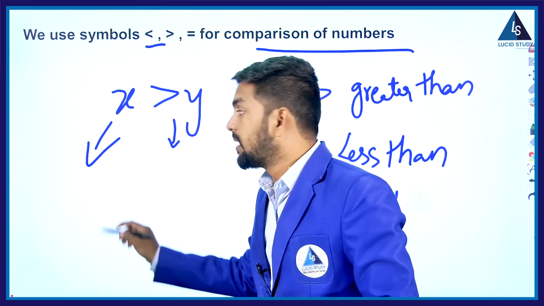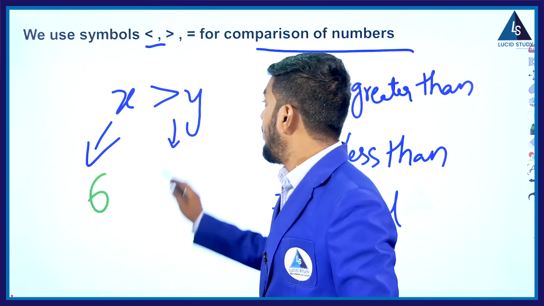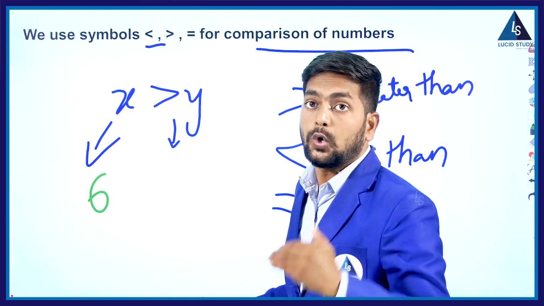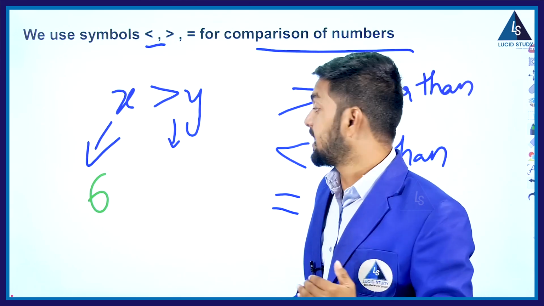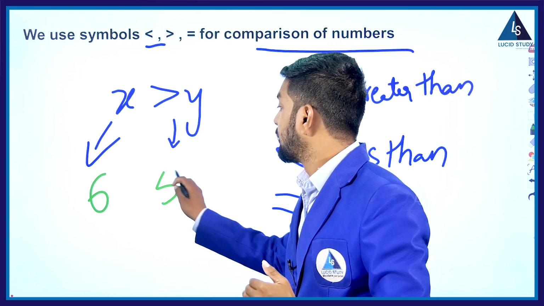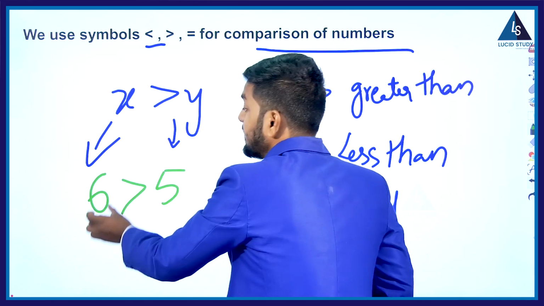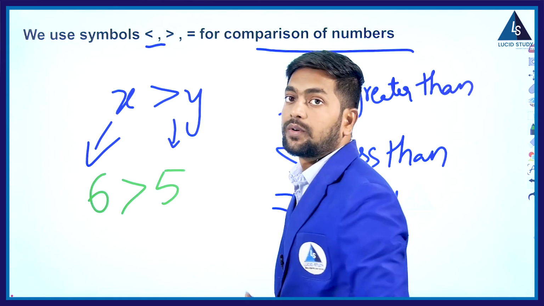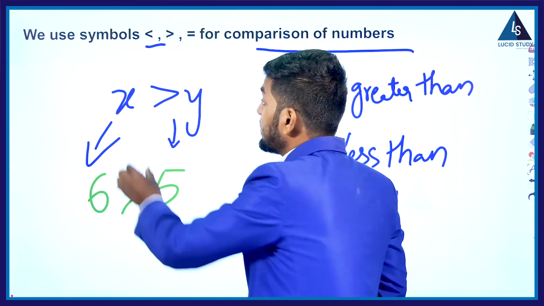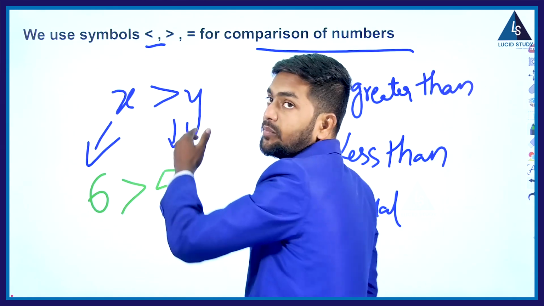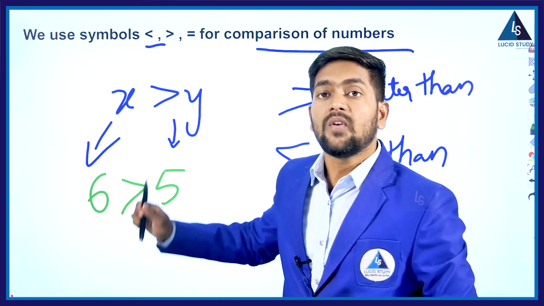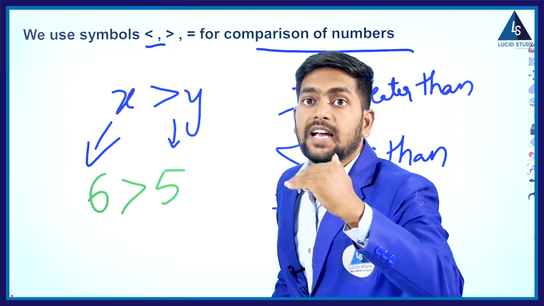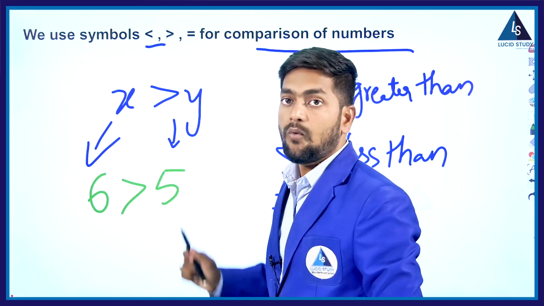Let us take a number. Here I am taking 6, and in the place of y I have to take a number less than 6, that is 5. So this 6 is greater than 5. Here what happens? X is greater than y means the value of x is more than the value of y.